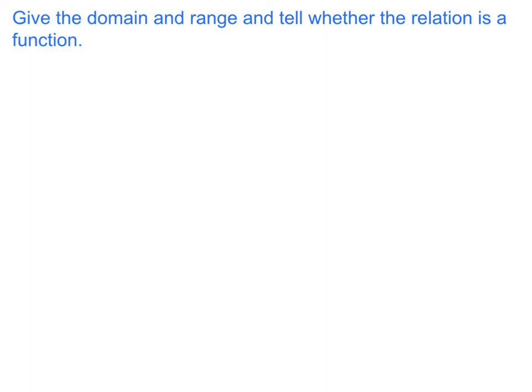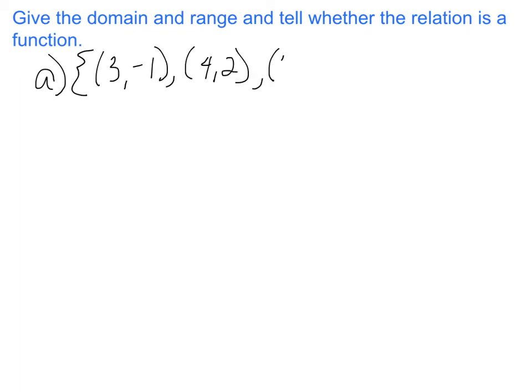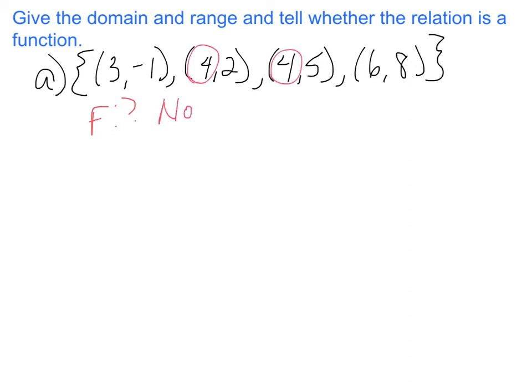Okay, for these next couple of problems, we're going to give the domain and range, and then we're going to tell whether the relation is a function. Now, so far we've just looked at problems like this, where we have points. So I have the points (3, -1), (4, 2), (4, 5), and (6, 8). So let's make the determination. Is this a function? Yes or no? No, good, because these 4s repeat. So nope, not a function.